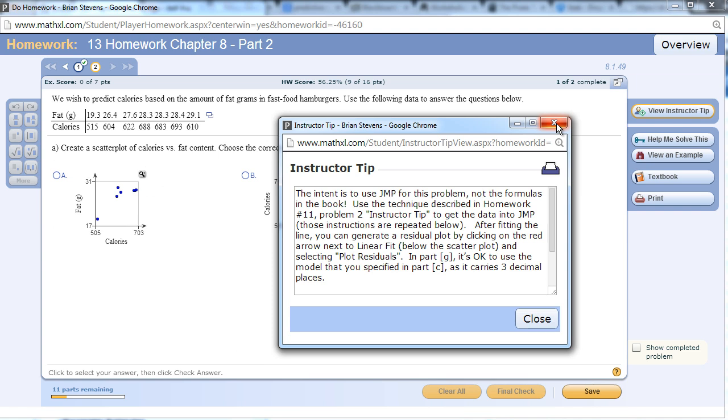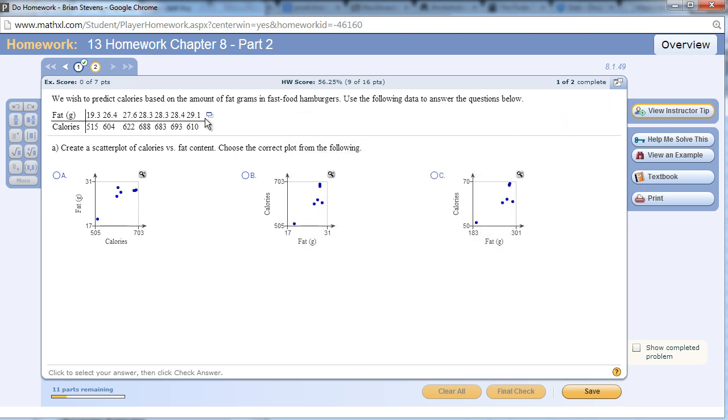Going on to the next problem. We have an instructor tip telling us that we need to put the data into JMP, and we should use the last point, the make tab, to eliminate a copy.